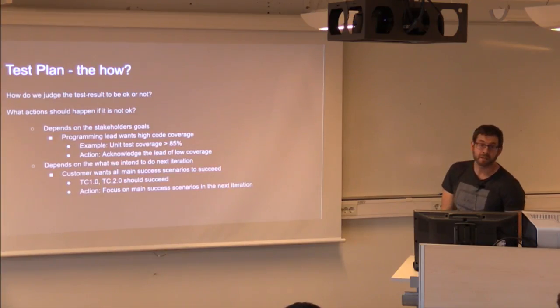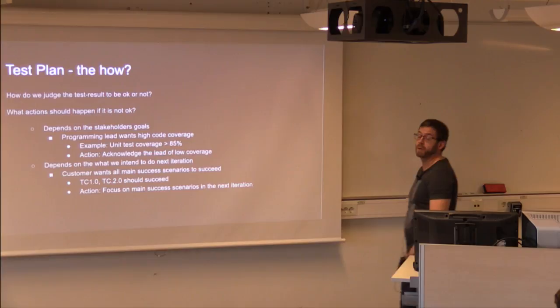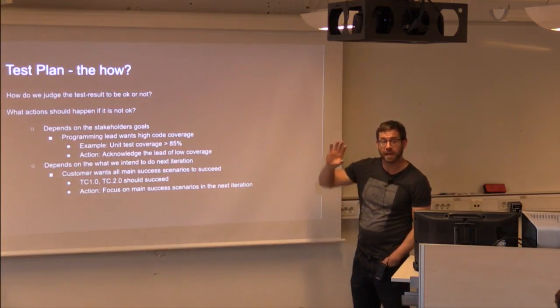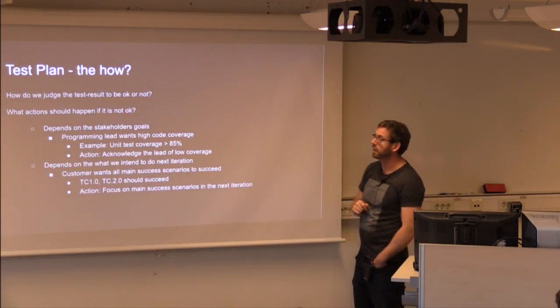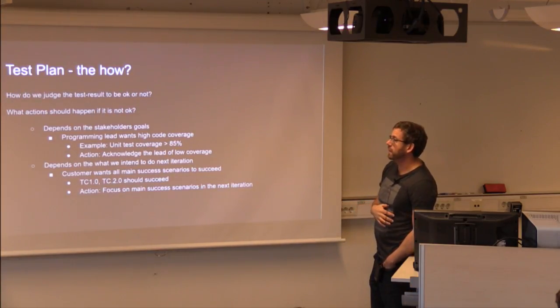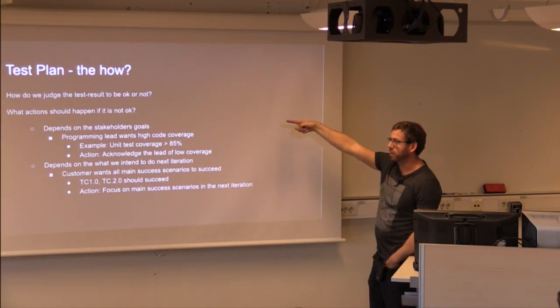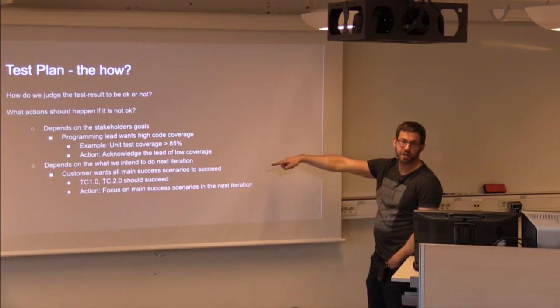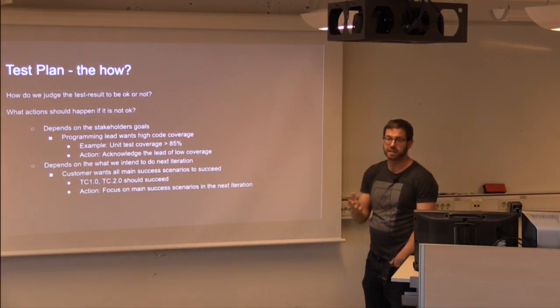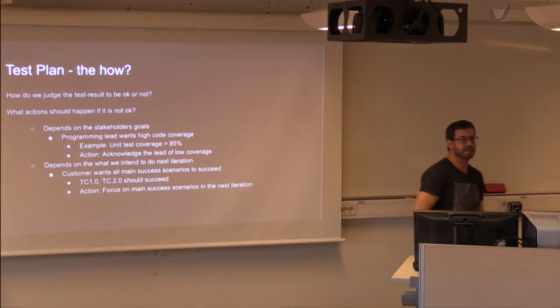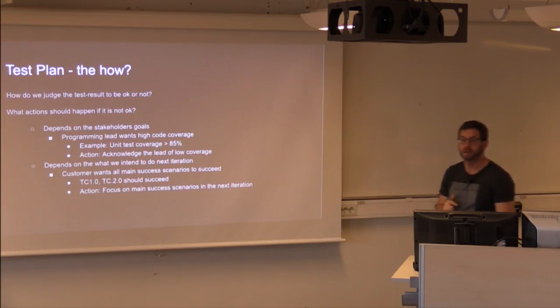If we find out that the unit test coverage is too low, perhaps we do something about that. Perhaps we acknowledge the low coverage, or we just write as part of our report that if it has lower than that, then we are not going to accept this product, and we should look for another web server. It all depends on the stakeholder goals, and on what we intend to do in the next iteration. If things are looking really bad, perhaps we need to spend the next iteration on doing something else. Perhaps we need to fix all these problems instead of continuing the development of the project.